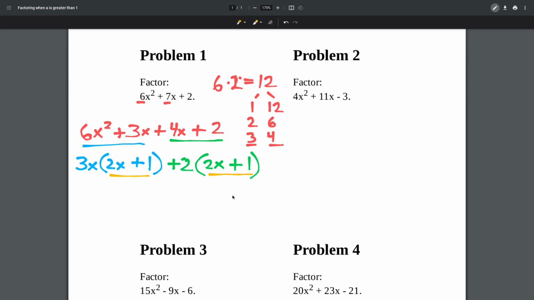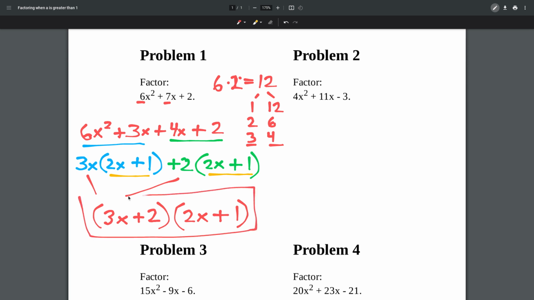And the reason we need them to be the same is we're working backwards from the double distribution method, essentially. So I'm going to take this 3x and the plus 2 and put them into a binomial. So 3x plus 2. And then we're going to multiply it by this 2x plus 1. So we've just gone backwards of the double distribution method, which I believe I have a video of on my channel. So if you are unfamiliar with that, you might want to check that out. So this is our solution. This is our factored form, 3x plus 2 times 2x plus 1. And we are done with that particular problem.